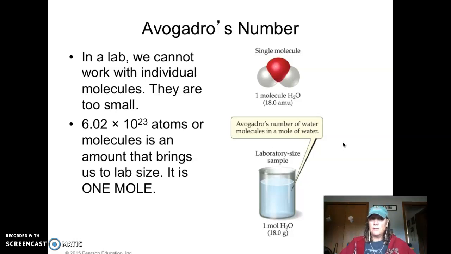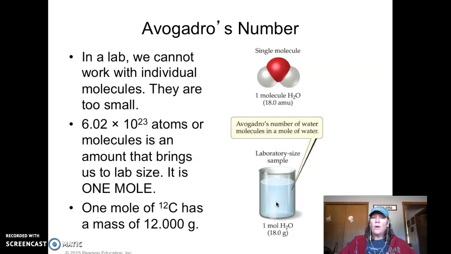So after your 602, you add 21 zeros. It's a huge number. Anyway, that's how many molecules are in this 1 mole. And again, it was mathematically calculated by a guy by the name of Amadeus Avogadro. How about that name, huh? Anyway, he's the one that figured out how many particles are in 1 mole of any substance. And it's called Avogadro's number after his last name.